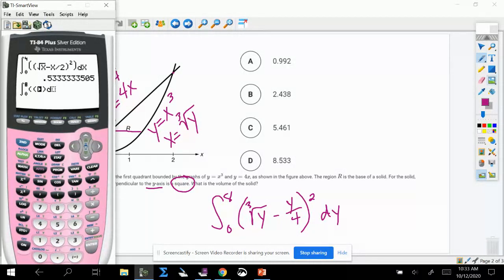Parentheses, the cube root button, or you could do the 1/3 power. The cube root button is in the math menu. I'm going to use that, but you could do the 1/3 power instead if you're having trouble finding it. So the cube root of minus x divided by 4.